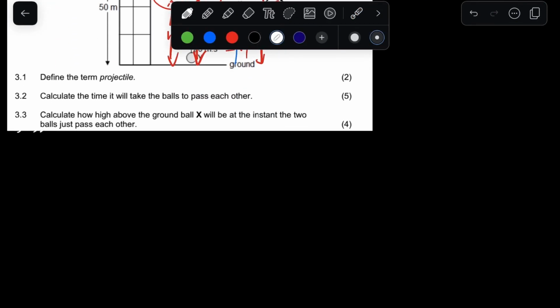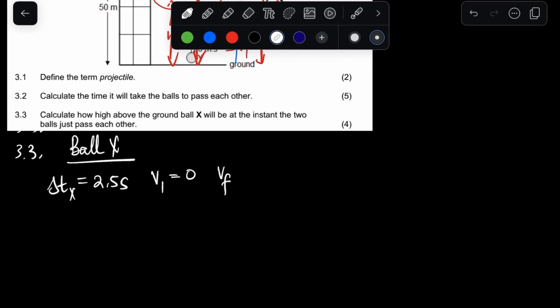So for ball x, it's 3.3. Now for ball x, this is what we have. We have time. The time for ball x is equal to 2.5 seconds. And then what else do we have for ball x? For ball x, we have the initial velocity, which is 0, and the final velocity of ball x we do not know. And the displacement for ball x we do not know. That's what we need to find first, and then we get the height.